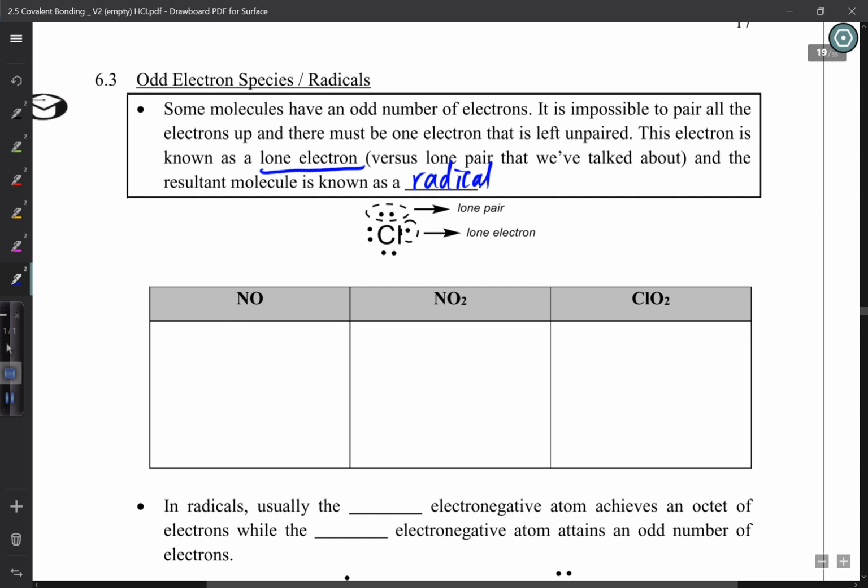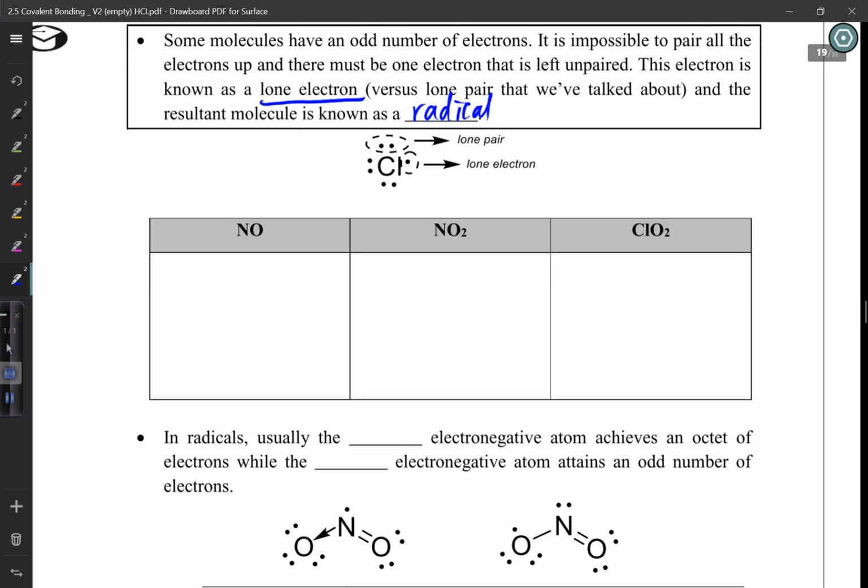So if I radicalize you, you become crazy, right? You'll fight and react with everybody. The same goes for odd electron species. If I radicalize it, it's going to be very, very reactive. Because remember, electrons always like to come in pairs as an even number, but this is odd. So there are some selected examples.